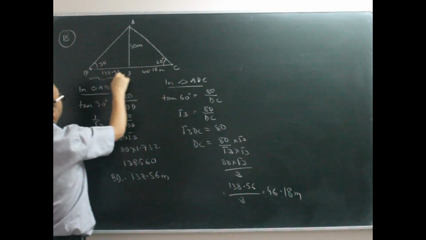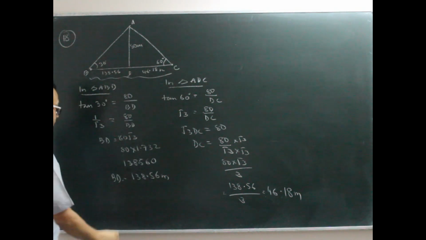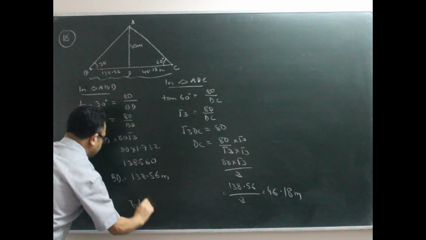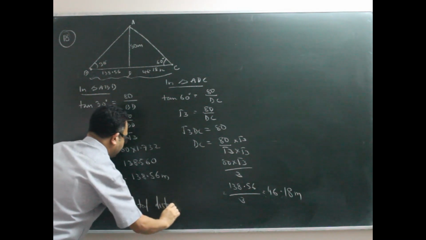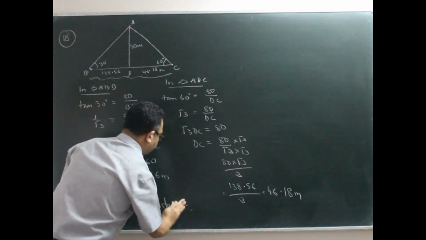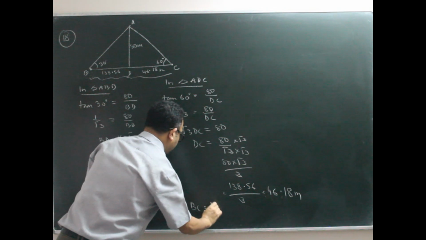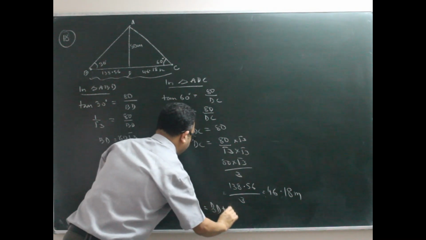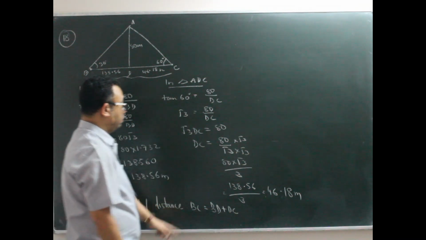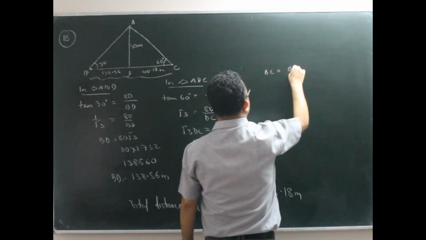Now the question is telling you what is the total distance from here to here. You only need to add these two. So the total distance, now you can write total distance is the addition between the two. Total distance is BC. So BC is equal to BD plus DC. So we'll add this.